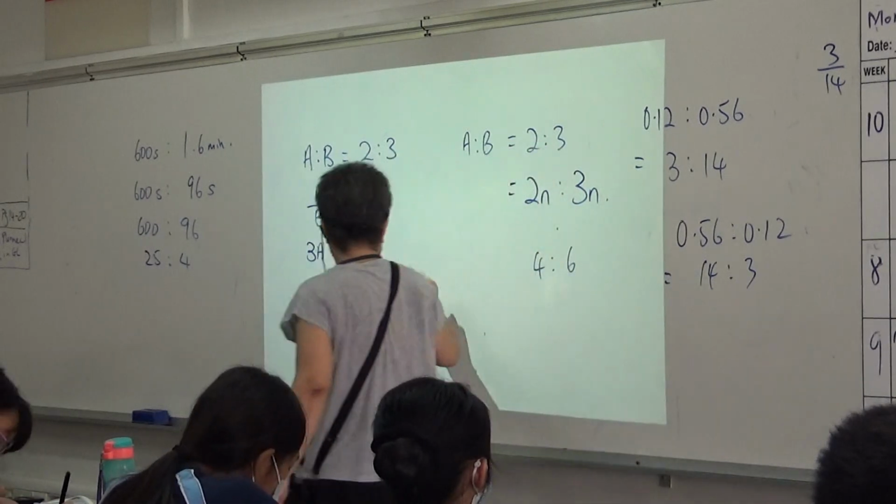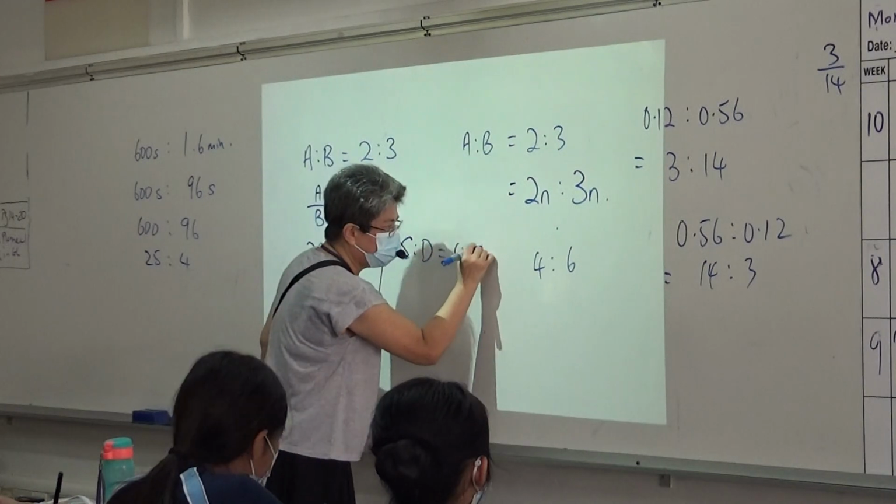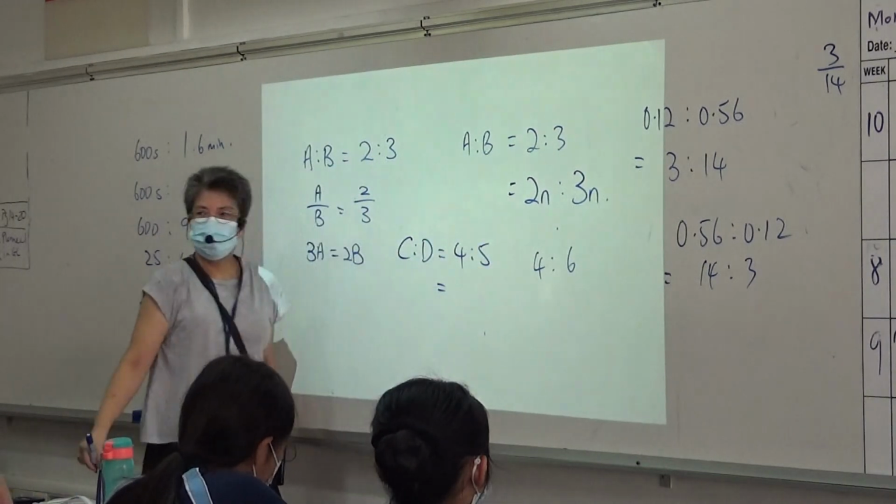Okay, then you tell me. I'll give you another scenario. C is to D is 4 is to 5. Is equivalent to what?